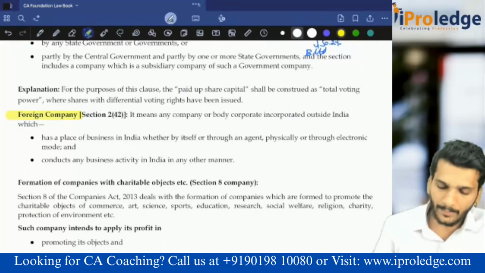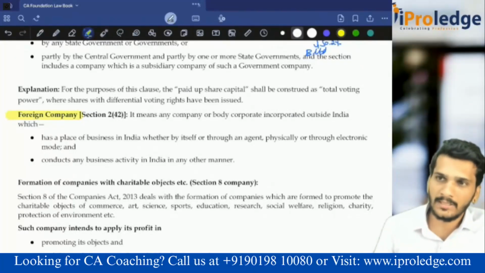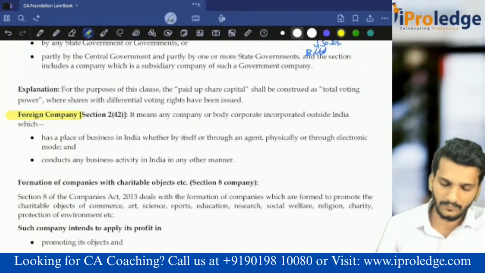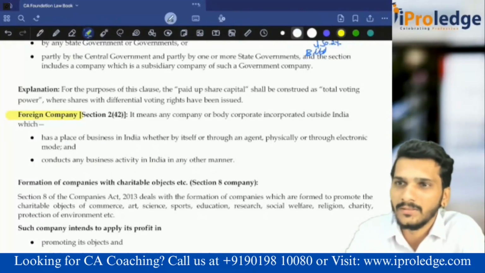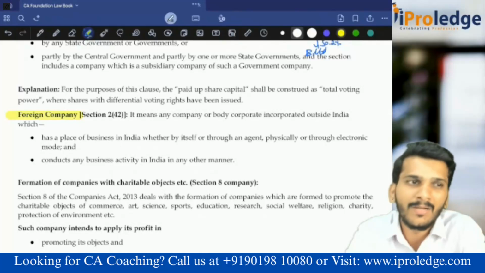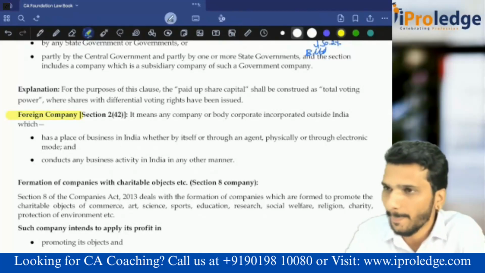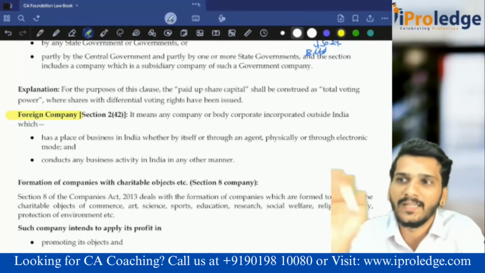Then comes foreign company. See, government company is important, foreign company is also important. What is foreign company? What is Indian company? The company which is incorporated in India is called an Indian company. Foreign company means the company which is incorporated outside India, but having a place of business in India.